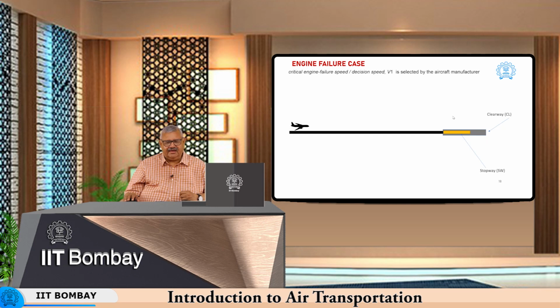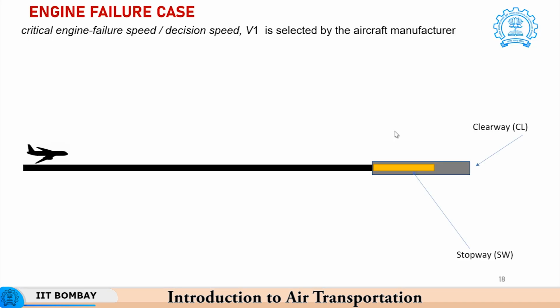Now, let us look at the engine failure case. In case of a single engine aircraft, all these things do not apply. In case there is a single engine aircraft and it fails during any phase of flight, maybe takeoff, maybe climb, the safest thing to do is to come back to the origin, unless you are very far away. Okay. So, there is a speed called the decision speed V1.